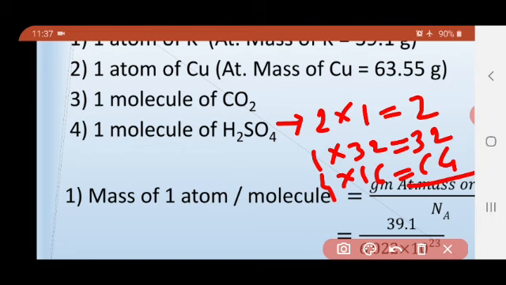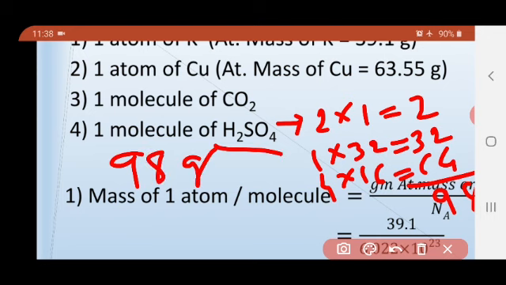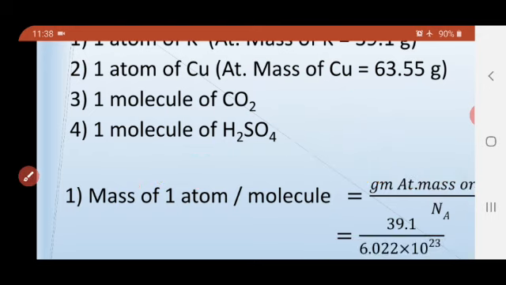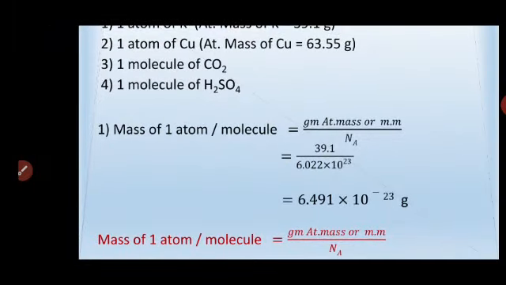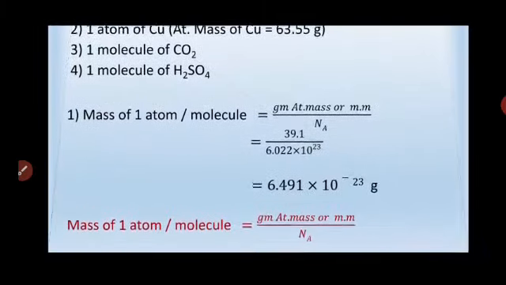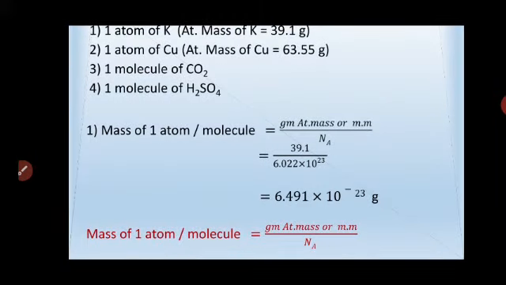Now this total is nothing but what? Gram molecular mass. 2 plus 32 plus 64 is 98. So 98 gram is the molecular mass of H2SO4. Right. So if we know the molecular mass of this, you divide by Avogadro number, you will find out the mass of one molecule of H2SO4. So in red color I have given you the formula also.